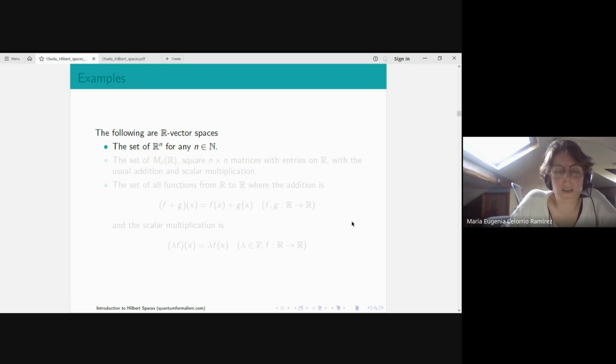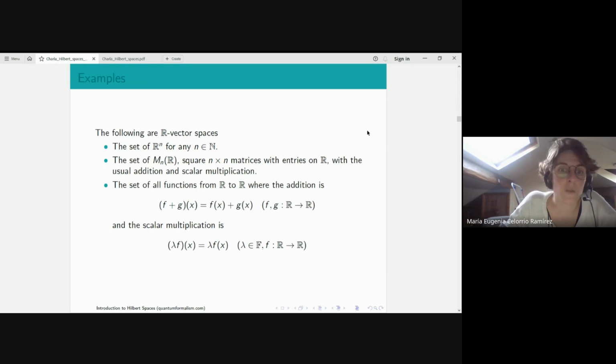Cool. So let's see some examples. I think everybody is going to be acquainted with the set R^n for any n. This is an R vector space. The square matrices with entries in R are also an R vector space with the usual addition and scalar multiplication.